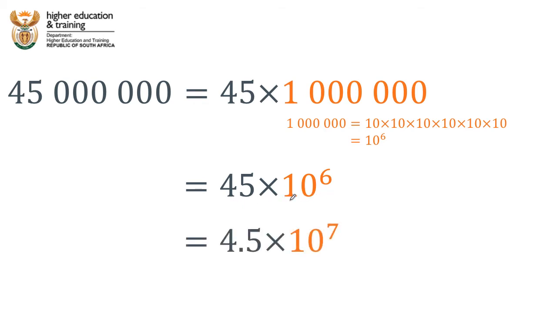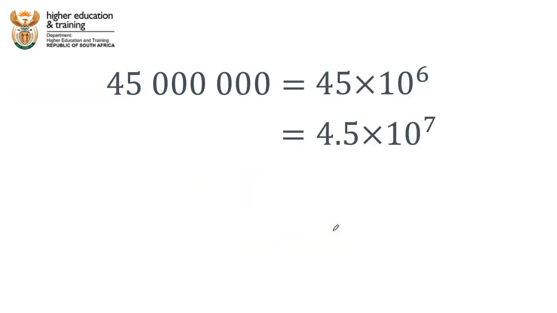But we can also write it as 4.5 times 10 to the power 7. If we move the decimal point from here to there, well, we have to compensate for that move by multiplying by another factor of 10. And that changes the exponent up 1 from 6 to 7. Okay. So, all of that is settled. We know that 45 million can either be written as 45 times 10 to the 6, in other words, 45 times 1 million, or it can be written as 4.5 times 10 million.